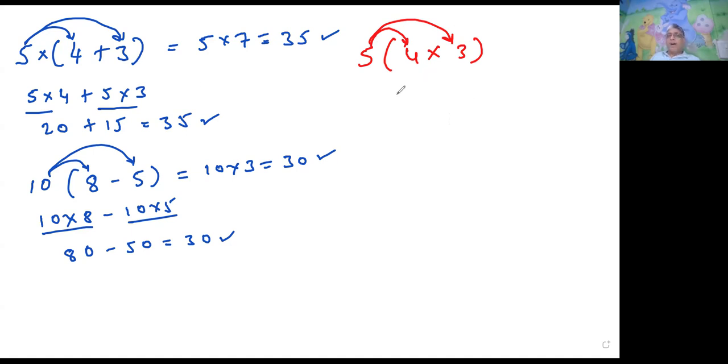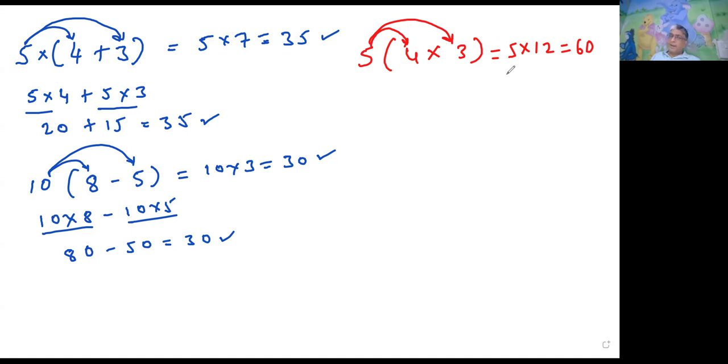Let's see this. Now I'll open... hold on, first just check this. 5 into 12, right? Correct. Now with the bracket I'll solve first, right? It will be 60.